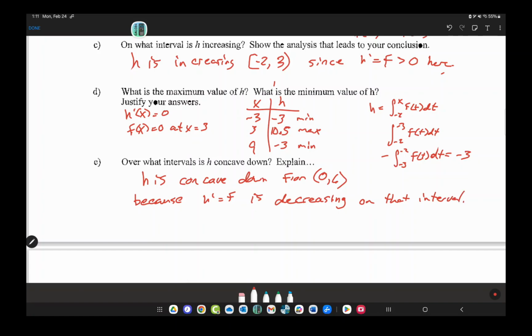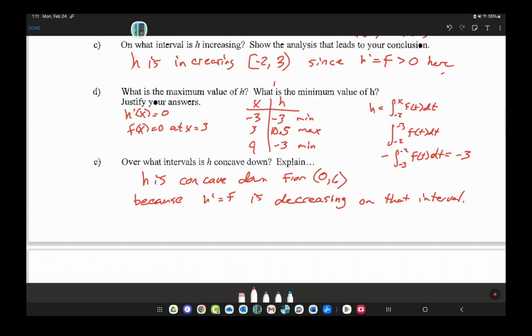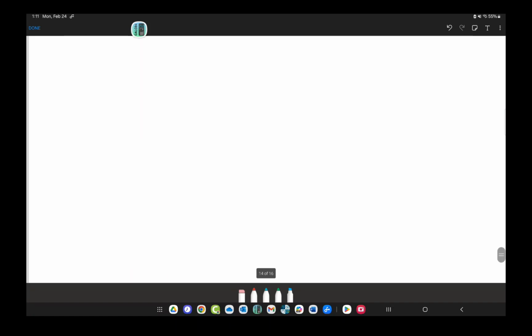That is it for next. So homework is on the AP website. It's area accumulation functions. Tomorrow we will start these. If we finish this tomorrow, great. We may not finish this tomorrow. It may take 2 days, which is fine.